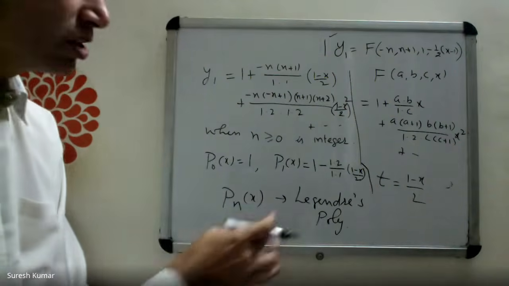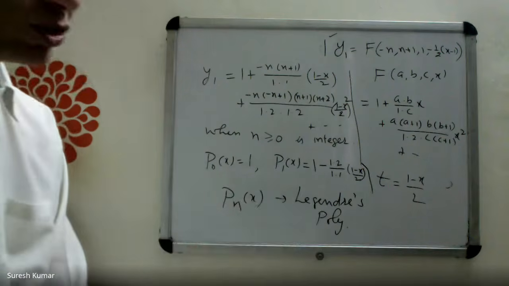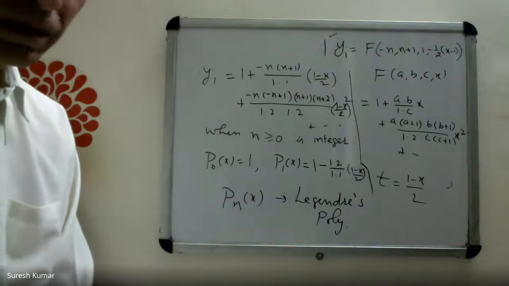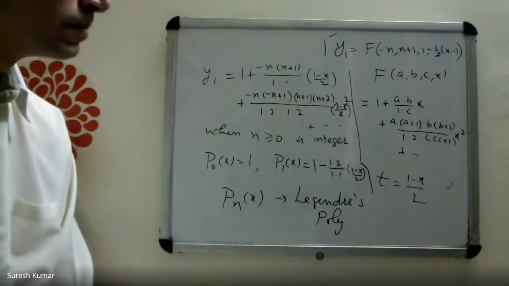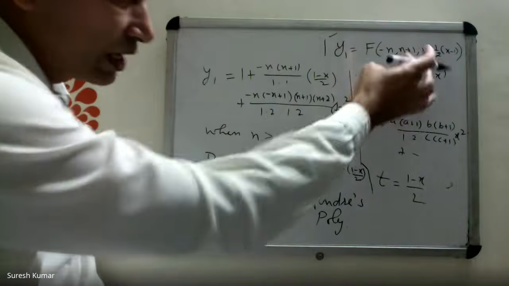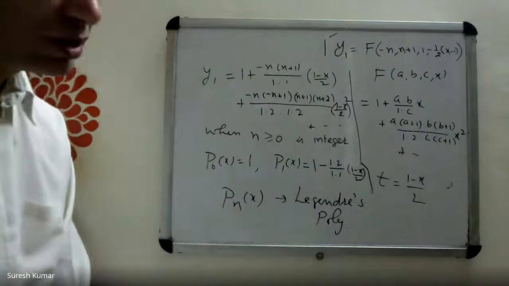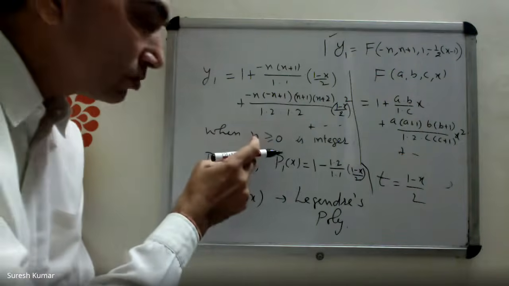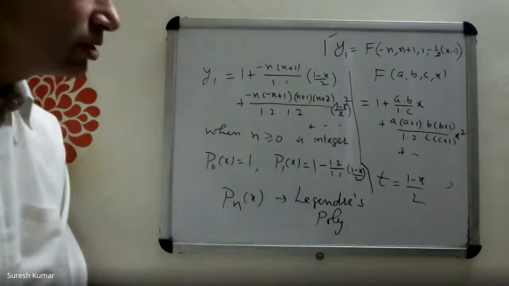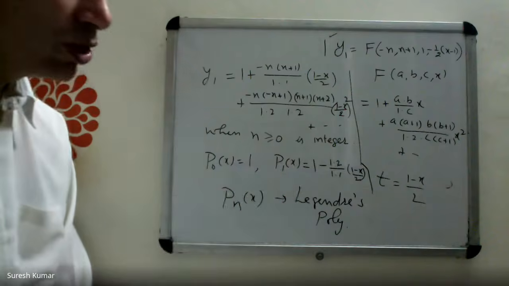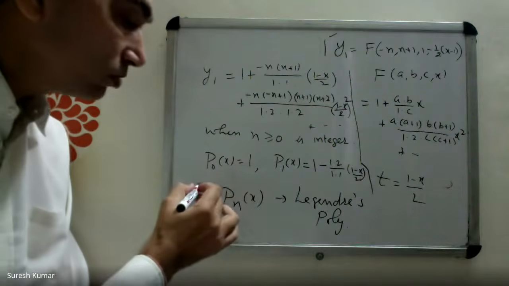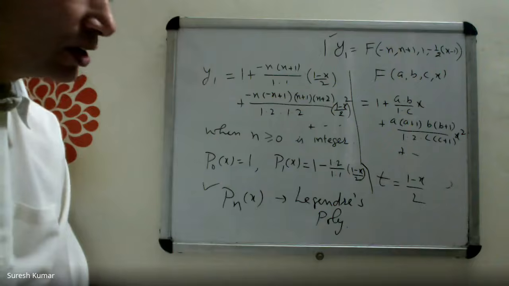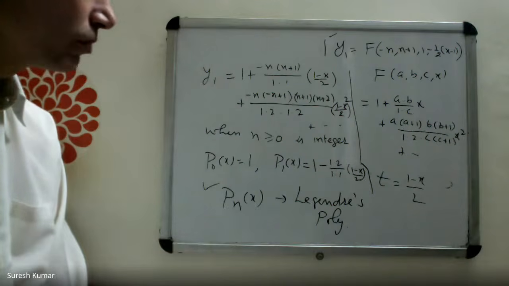So what is Legendre polynomial? In fact, a particular solution of the Legendre's differential equation. You have derived this as a solution of the Legendre's differential equation. After that, when we substitute n a non-negative integer, it always reduces to a polynomial of degree n. That polynomial we are denoting by Pn(x) and calling Legendre's polynomial. Okay.